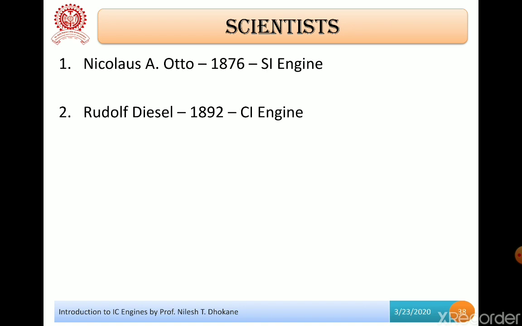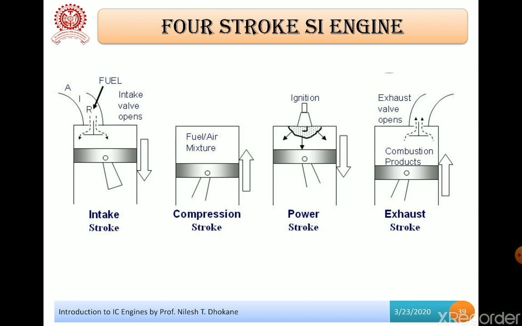The SI engine and CI engine, which we are going to see, run on the Otto cycle and the diesel cycle. These are named after the scientists Nicholas Otto, who proposed the SI or Otto cycle in 1876, and Rudolf Diesel, who proposed the diesel cycle in 1892. Here we'll see the working of the 4-stroke SI engine.